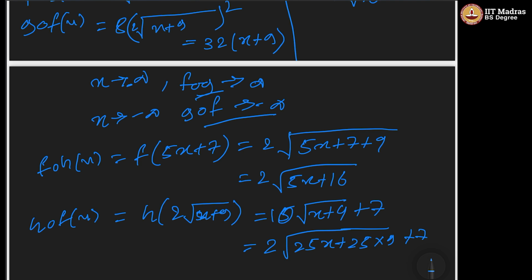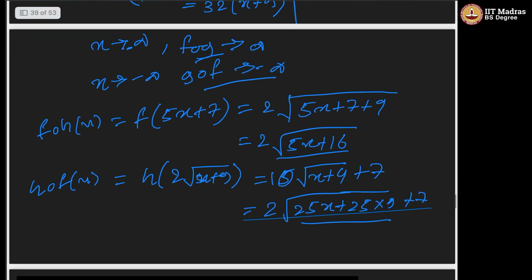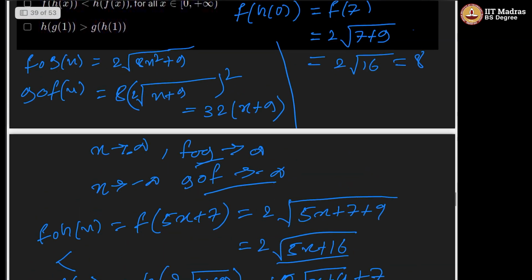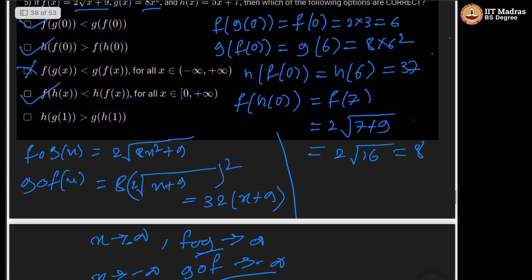So we can now compare this term and this term. Clearly 25x plus 25 into 9 is bigger than 5x plus 16. Now we can take root and multiply it with 2. So yeah, it will follow the inequality. So this function is basically greater than this function for any positive real number. So this is true.